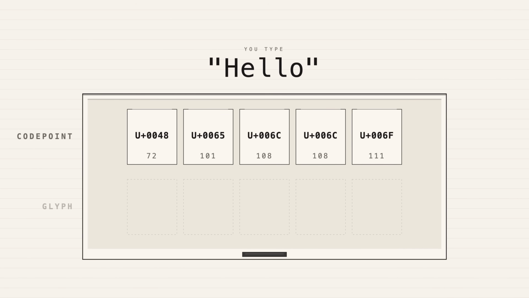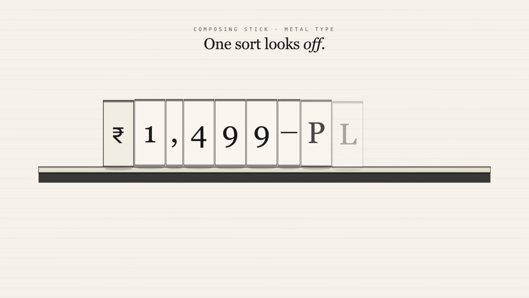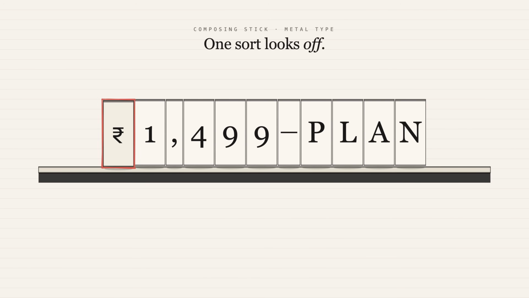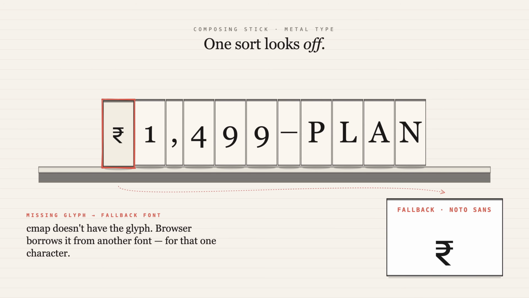Okay, so the file has all these shapes. How does it know which one to draw for which letter you typed? That's what the character map does, the CMAP table. It's the lookup that says code point 72 is the letter H, draw this glyph. You've probably noticed that sometimes one character in a sentence looks slightly off, different style, different weight than the letters around it. What's happening is the CMAP doesn't have an entry for that character, usually a less common currency symbol or emoji. So the browser grabs it from a different font just for that one glyph. Same paragraph, different font for one character.